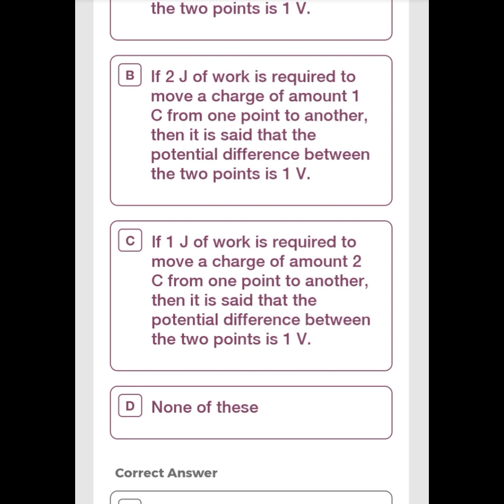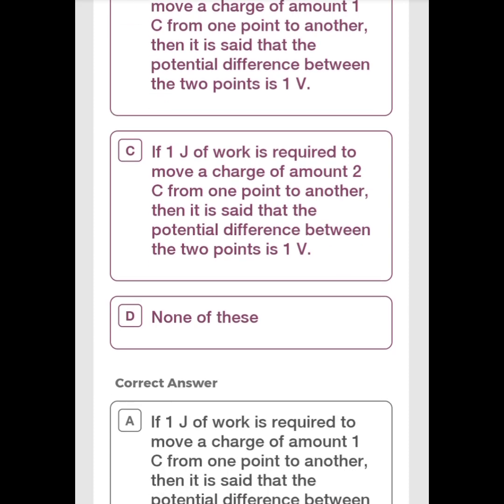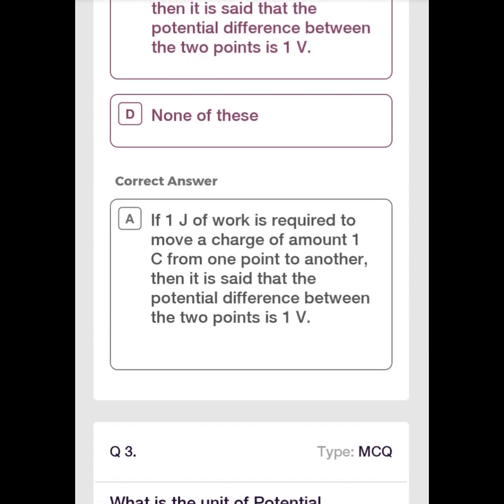Let us see the third option also. So here 1 joule of work is required to move a charge of 2 Coulomb. No, it's not 2 Coulomb. 1 joule of work is required to move 1 Coulomb of charge. So therefore answer A is the correct option.